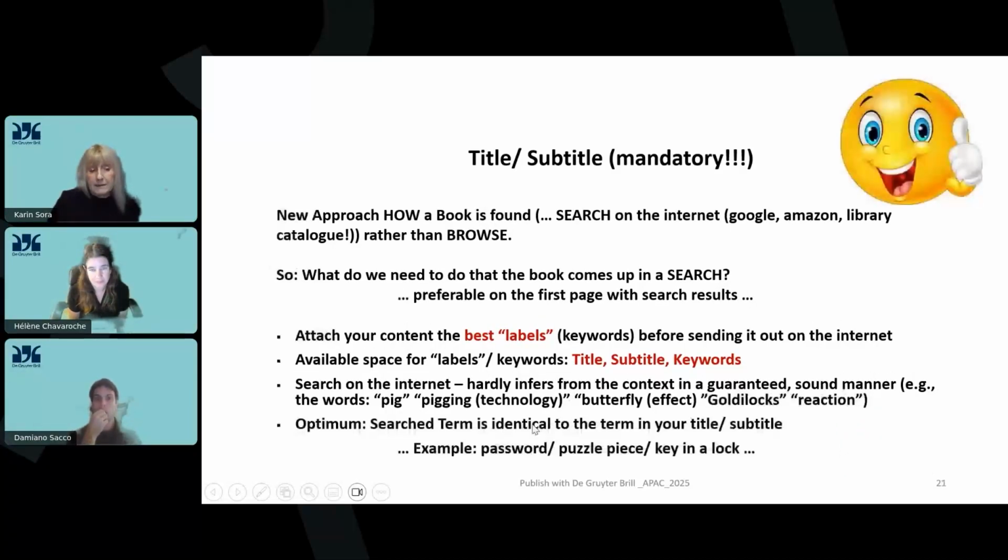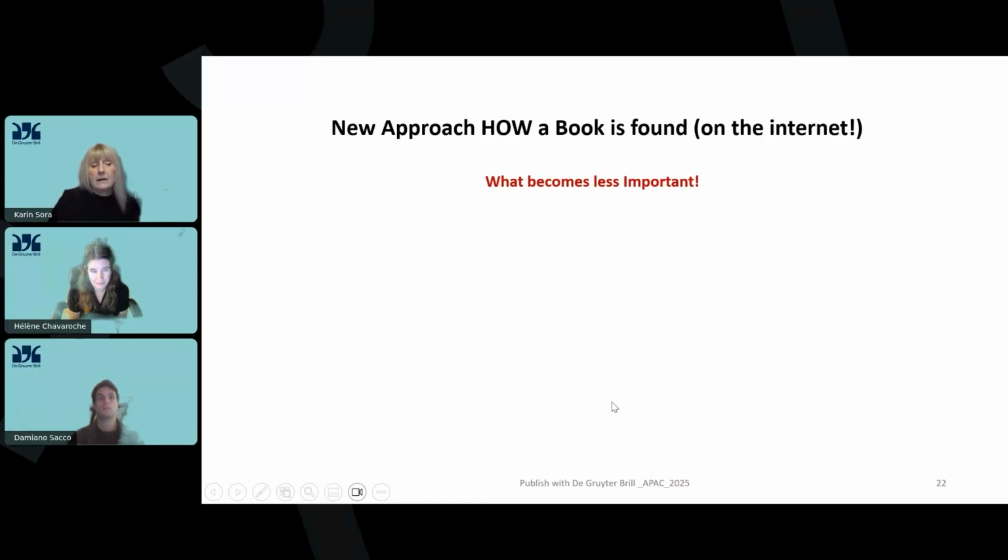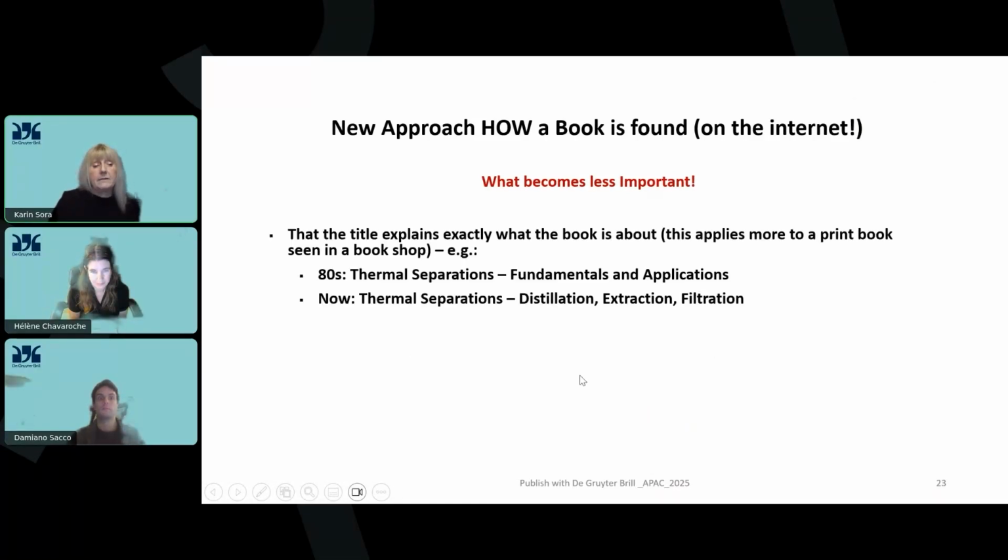The optimum is when the search term is identical to the term in your title and subtitle. This applies as for passwords, as for a puzzle piece, or as a key in a lock. What becomes less important? The main title explains what is in the book.